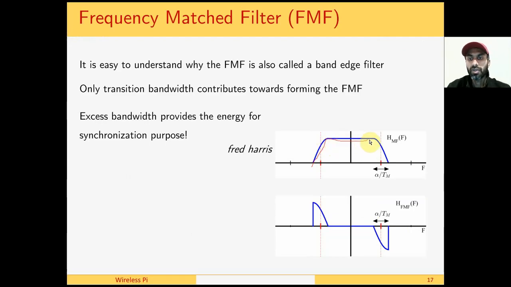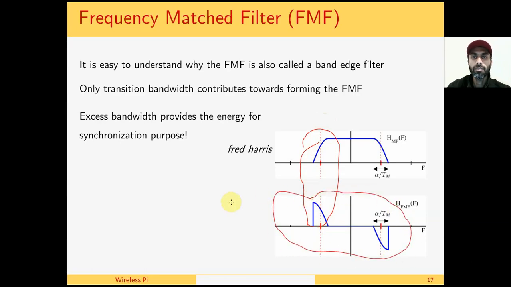So let us see what happens when we apply this operation. The incoming signal is filtered by a square root raised cosine pulse, and when we take the derivative of this pulse, the constant bandwidth has a derivative of 0 and the transition bandwidth is cosine, so the derivative is a sine. This frequency match filter is also called a band edge filter, although we will see other band edge filters in the coming slides. One point to notice here is that only the transition bandwidth contributes towards forming the final filter.